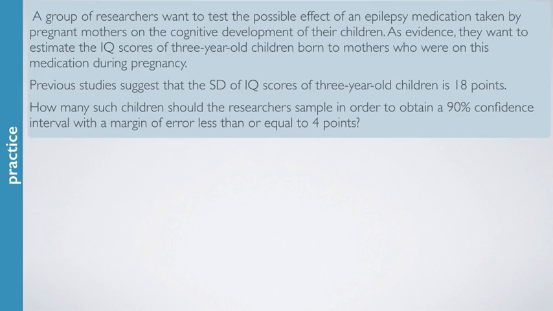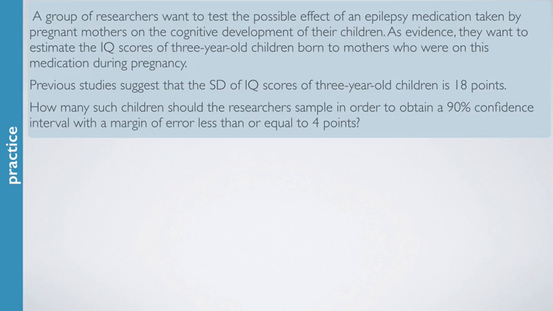So let's do that. Suppose a group of researchers want to test the possible effect of an epilepsy medication taken by pregnant mothers on the cognitive development of their children. As evidence, they want to estimate the IQ scores of 3-year-old children born to mothers who were on this medication during their pregnancy. Previous studies suggest that the standard deviation of IQ scores of 3-year-old children is 18 points. How many such children should the researchers sample in order to obtain a 90% confidence interval with a margin of error less than or equal to 4 points?